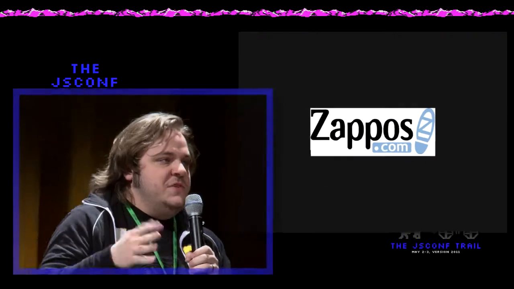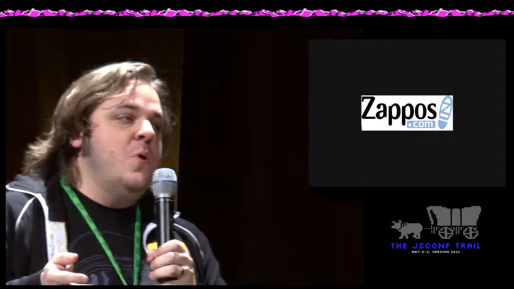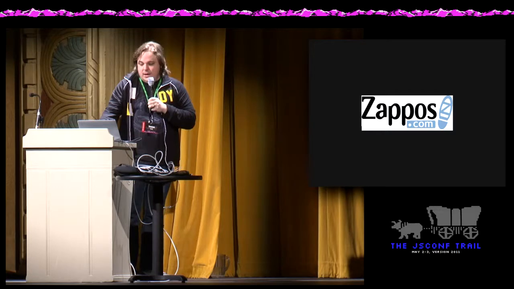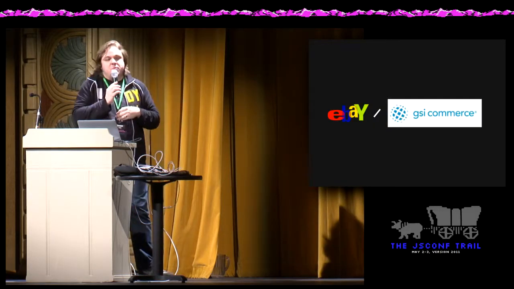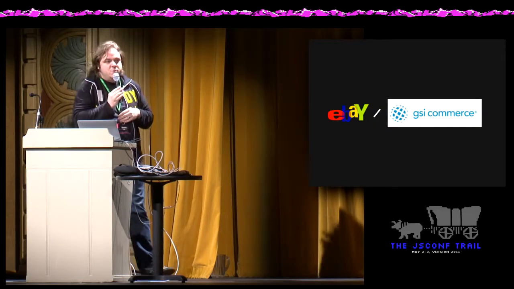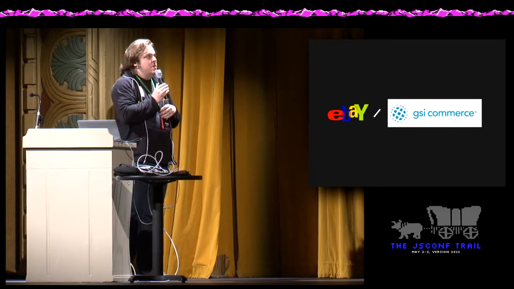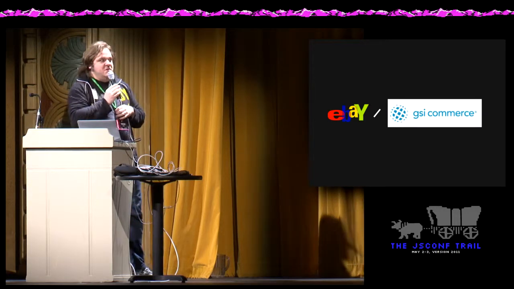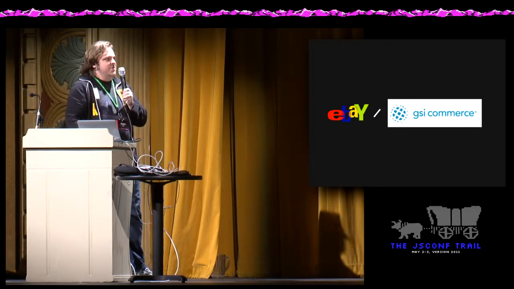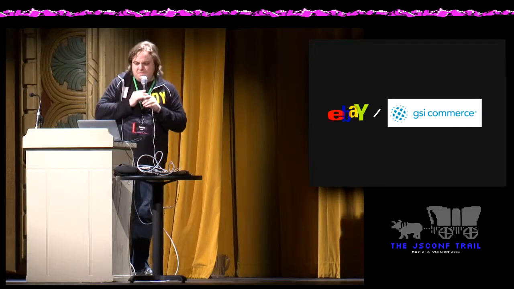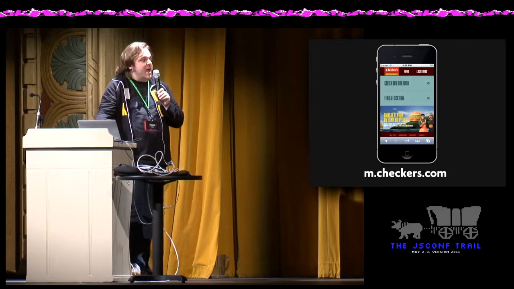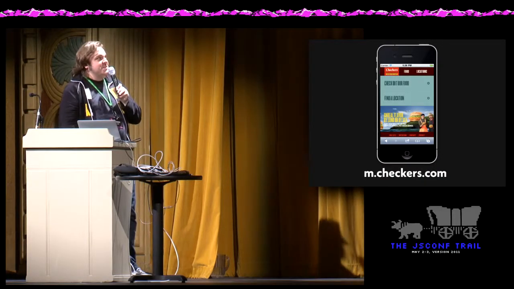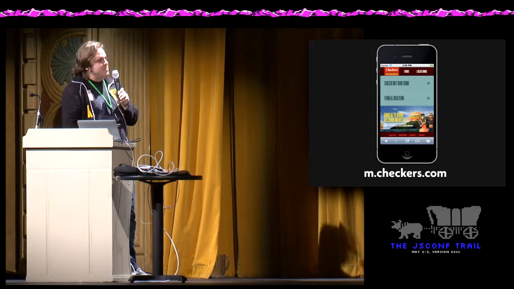Another example that we saw earlier today is the new mobile website from Zappos. Also pretty cool. I hear that eBay and JSConf will base their mobile versions on Zepto. JSConf is a pretty big provider of e-commerce software. For example, they do the Toys R Us stuff. The mobile checkers website uses Zepto right now.